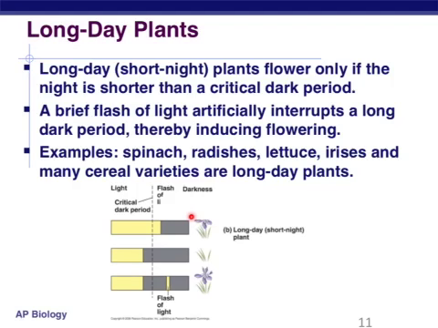Examples of plants that are long day plants are spinach, lettuce, irises, a lot of our cereals like wheat and barley and oat. All of those things are what we call long day plants. So again, if we look at our little diagram here, when there's a lot of light, this plant flowers. When there's not a lot of light, this plant does not flower. When there is a little bit of light, but some light is introduced during the dark period, this plant will still flower.